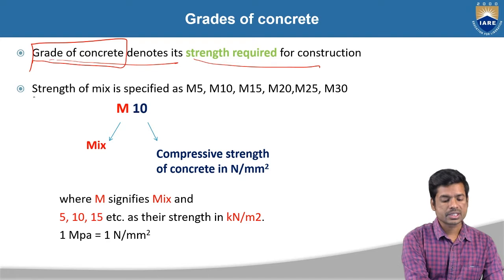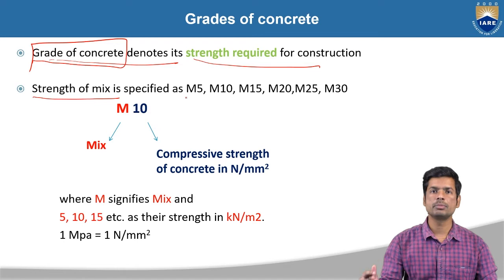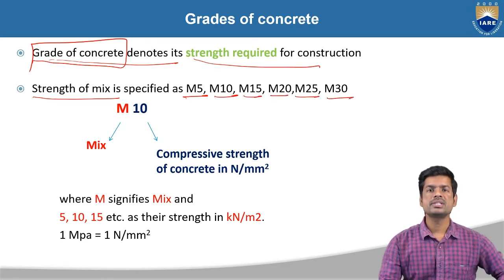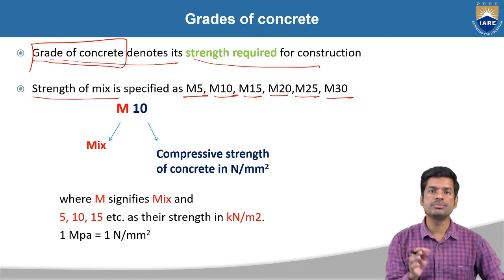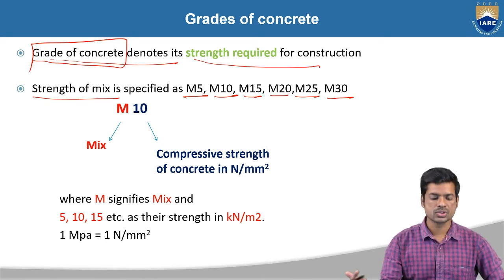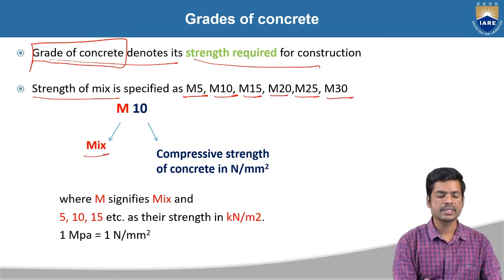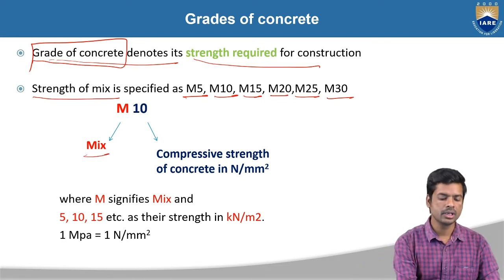Whatever grade we represent will be specified with the following names: M5, M10, M15, M20, M25, M30. These are the different grades of concrete which specify the strength of the concrete. What do we mean by M5, M10, or M25? M is nothing but mix. Whatever mix we prepare will be represented with M.